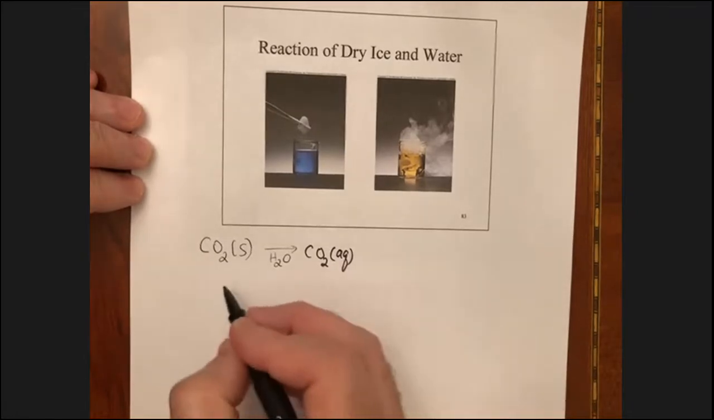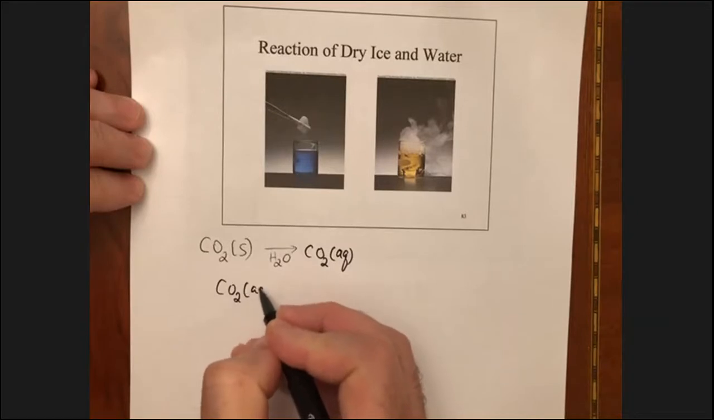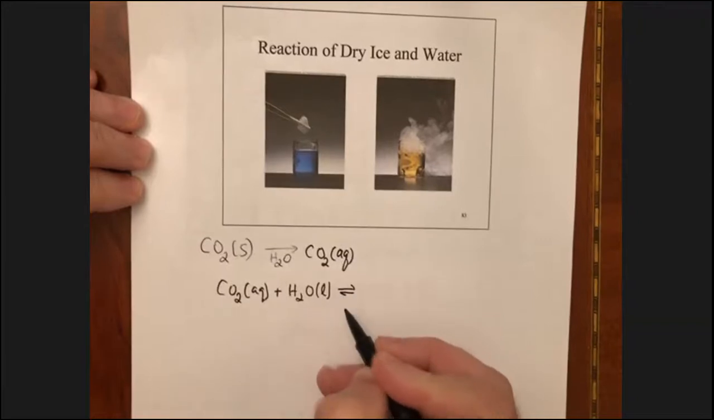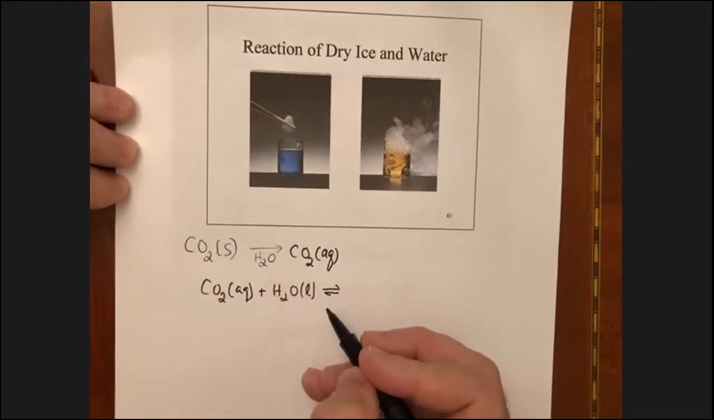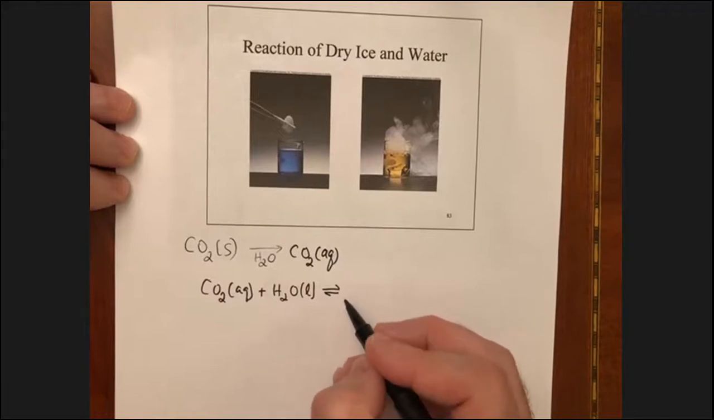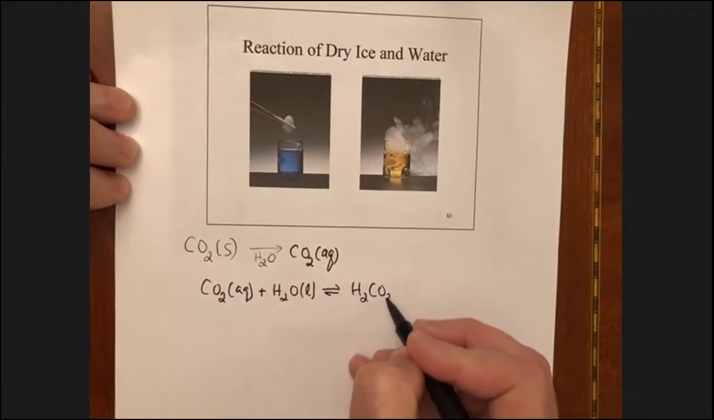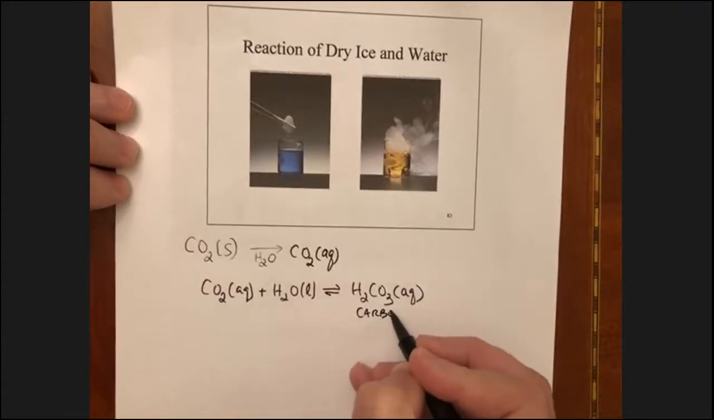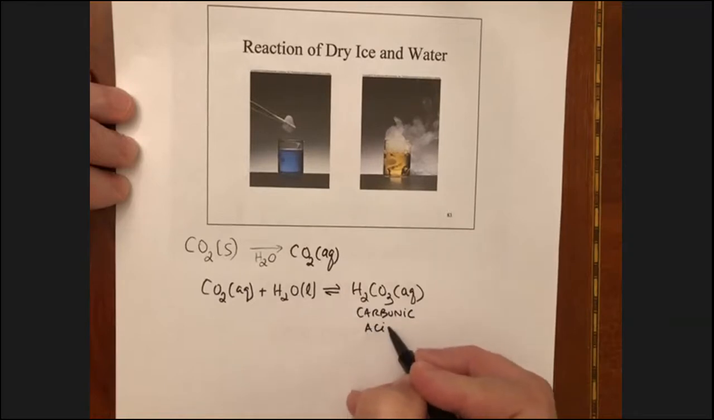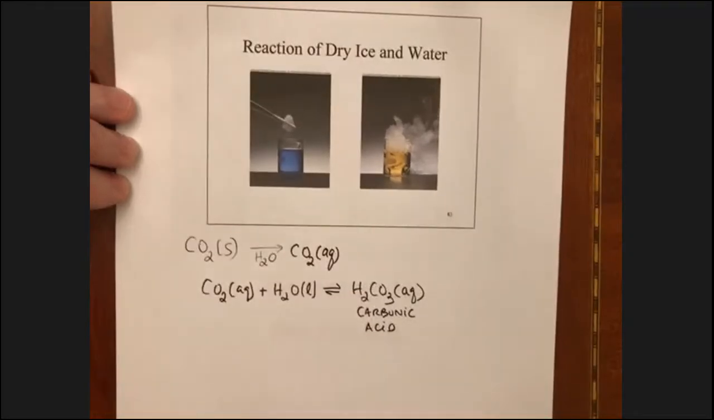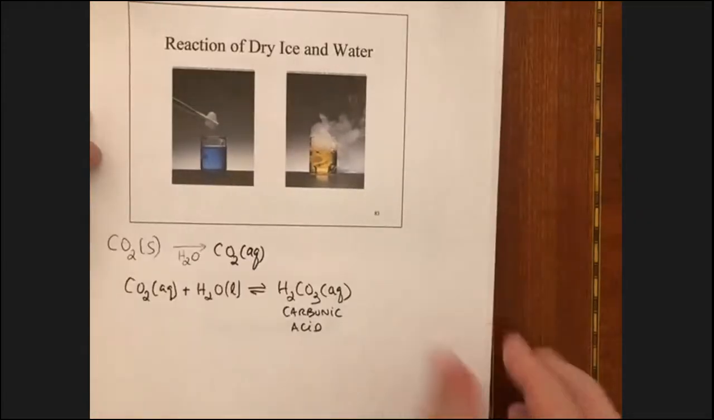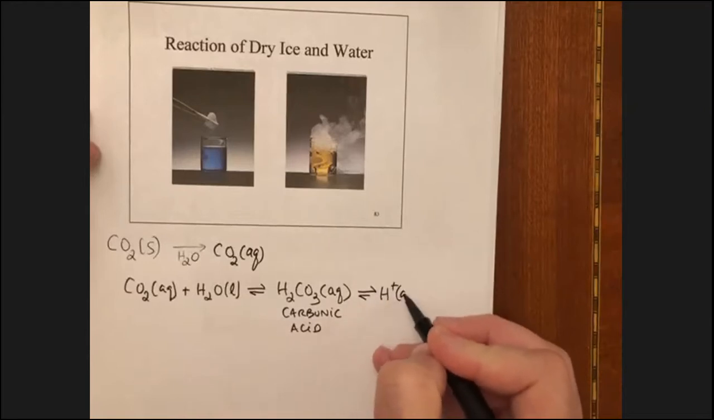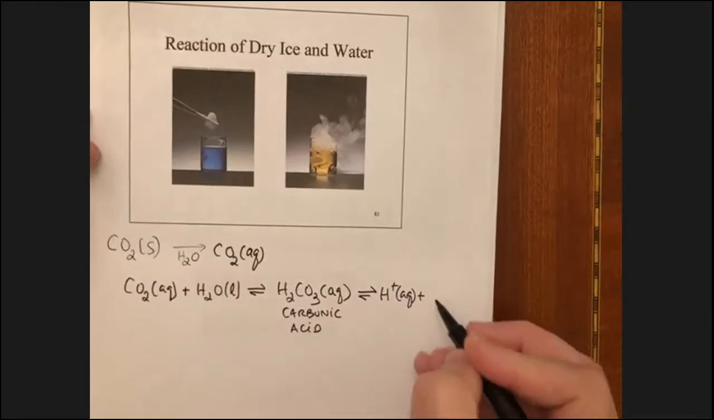But what happens is that the CO2 in water will interact with the water itself and establish a very weak acid equilibrium that produces this substance, H2CO3, which is called carbonic acid. And so carbonic acid is a weak acid, and it will ionize into, of course, hydrogen ions and the bicarbonate ion.